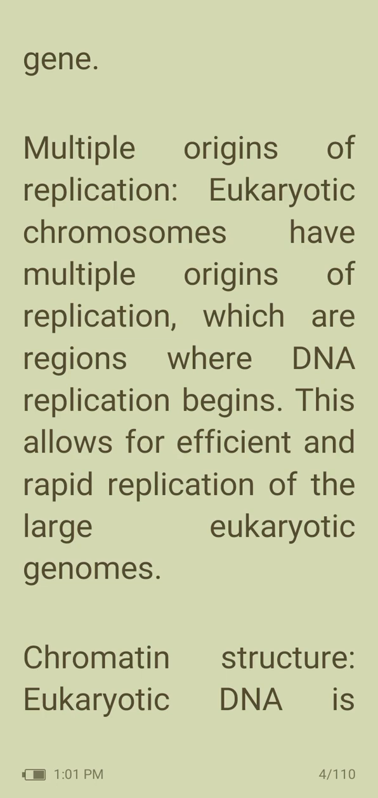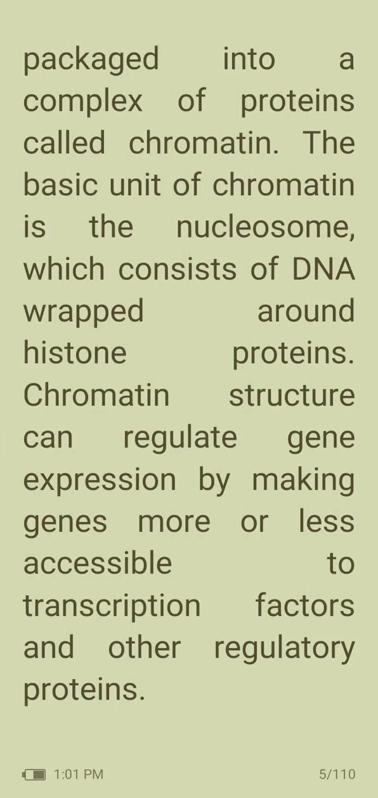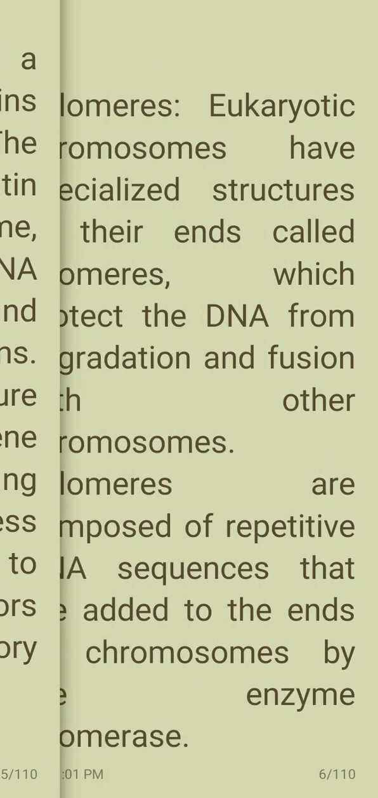Then, chromatin structure. Eukaryotic DNA is packaged into a complex of proteins called chromatin. The basic unit of chromatin is the nucleosome, which consists of DNA wrapped around histone proteins. Chromatin structure can regulate gene expression by making genes more or less accessible to transcription factors and other regulatory proteins.